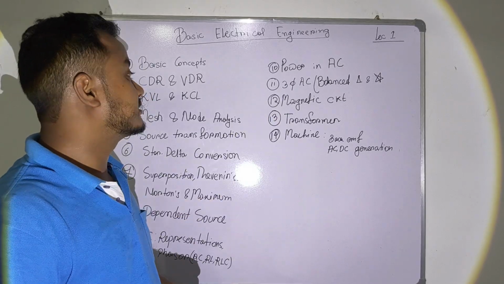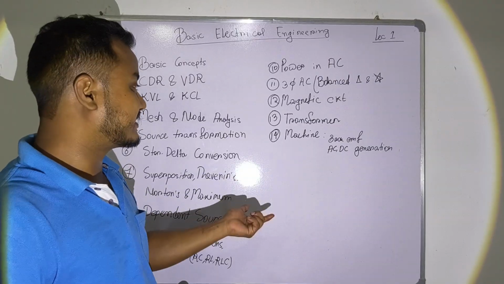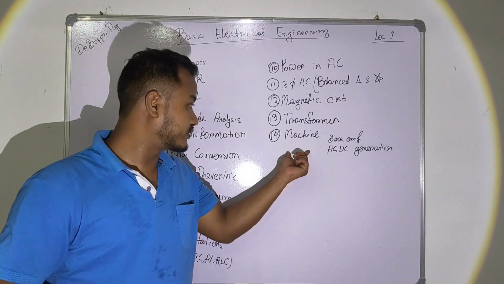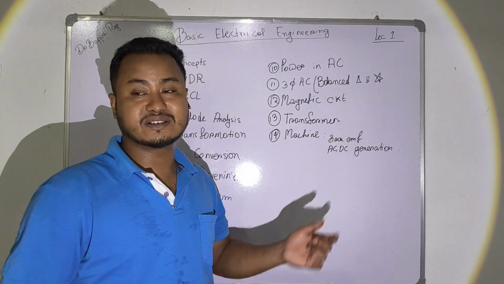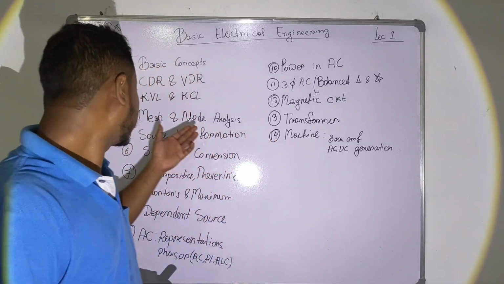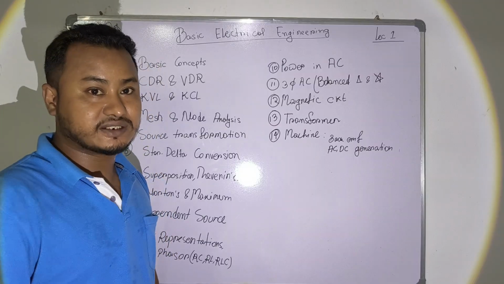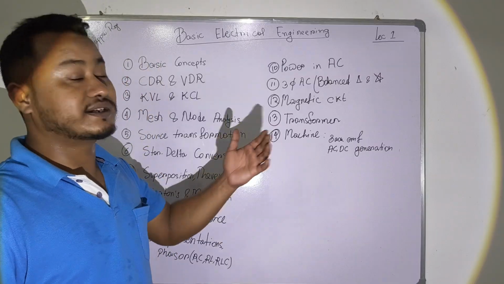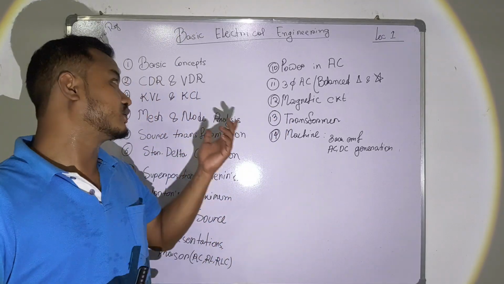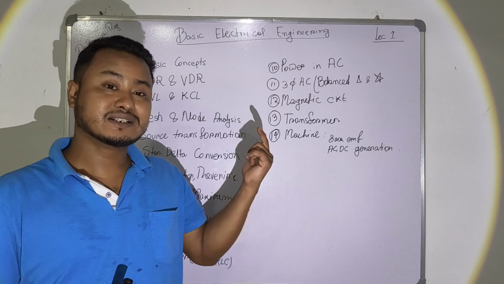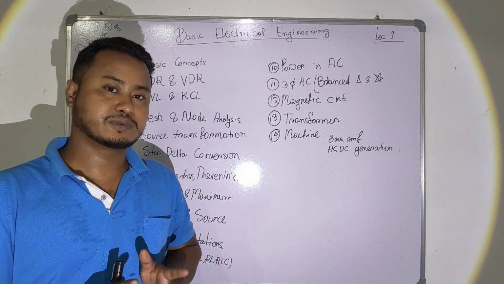Then magnetic circuit. Then we'll go to transformer, and at last machine. Machine is my favorite topic. In machine we'll do the back EMF, AC, DC generators, and in all the topics we have numericals. We'll not do that many numericals. My motive is to make small videos and cover this full basic electrical engineering subject within a minimum number of lecture videos.